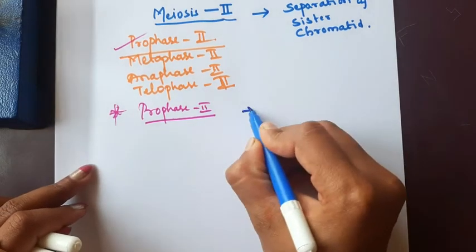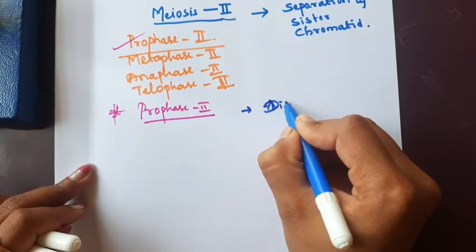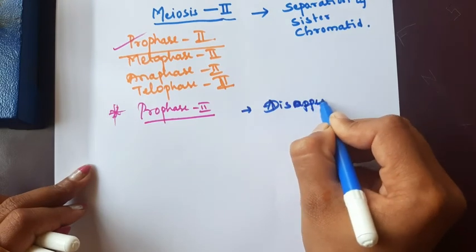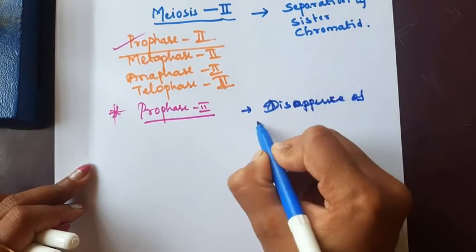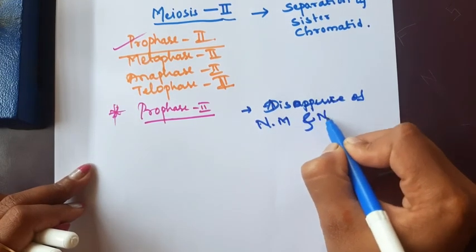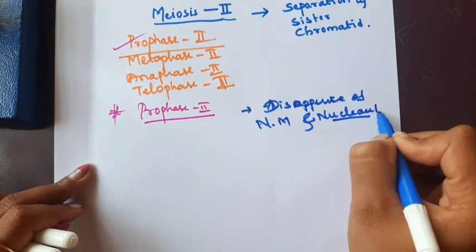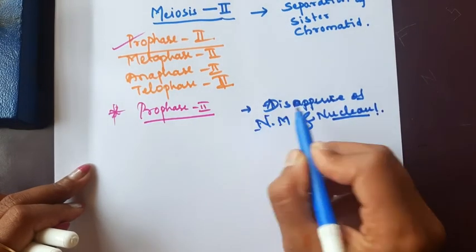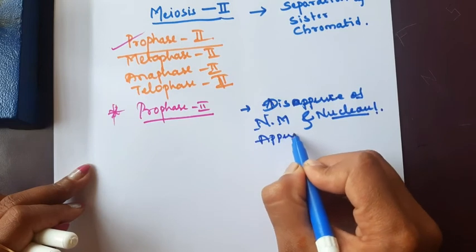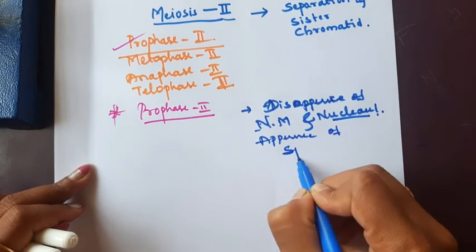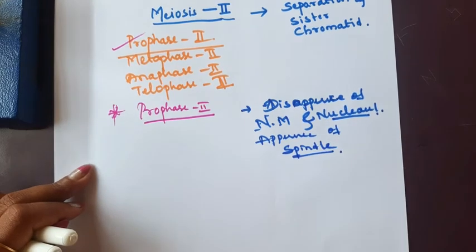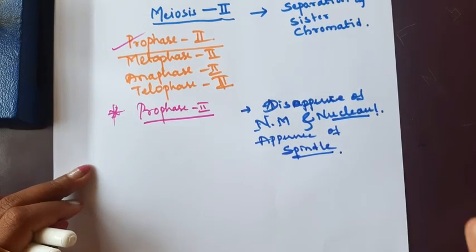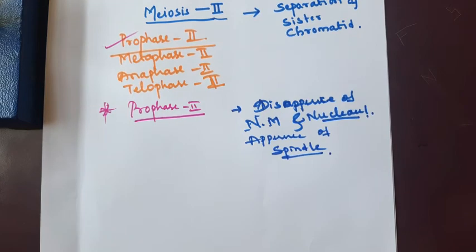I can write here: disappearance of nuclear membrane and nucleolus. Okay. Then appearance of spindle fibers by the centrioles. In case of plant cells, instead of centrioles, the microtubules which are present in the cytoplasm help in the separation of chromosomes.